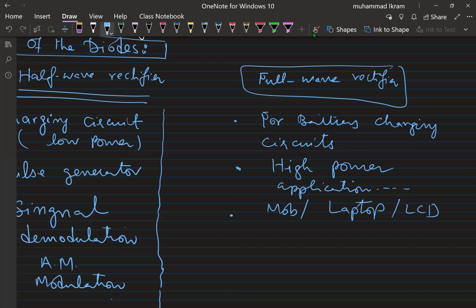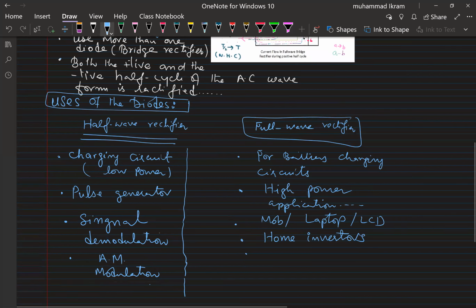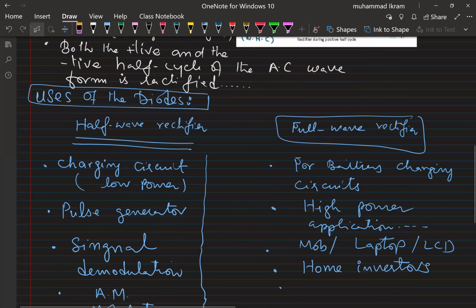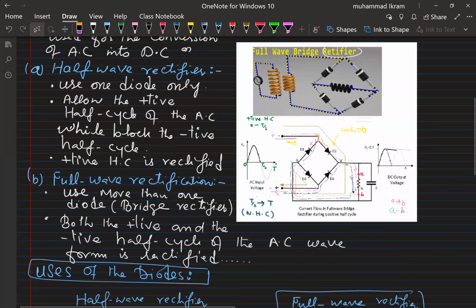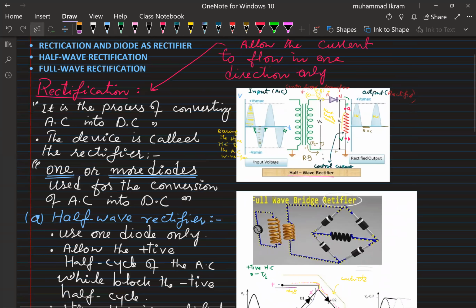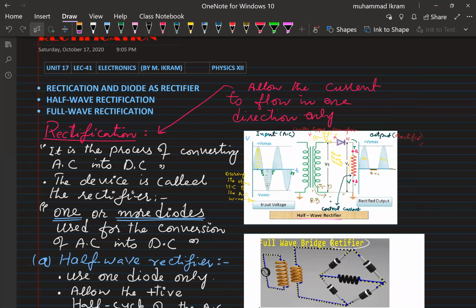Another example is the home inverters, for example, to convert the AC into DC. So these are a few applications of the diode. There could be many; almost every electrical and electronic appliance contains a diode in one way or the other. So this is our topic for today about the diode.